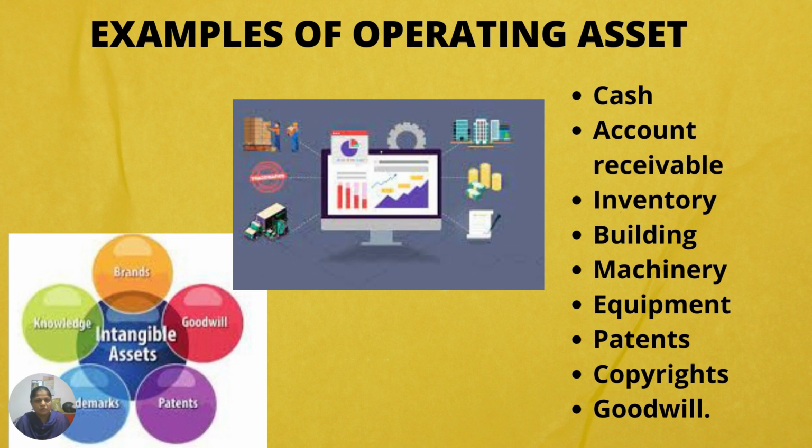Then see the examples of operating assets. First one, cash. Second one, accounts receivable. Then inventory. Inventory means stock. Building, machinery, equipment, patents, copyrights, goodwill. These all are examples of operating assets. And operating assets play an important role in business organizations and companies.